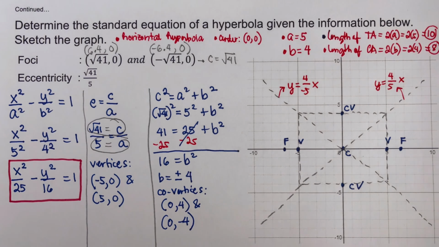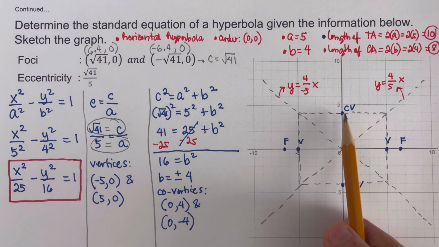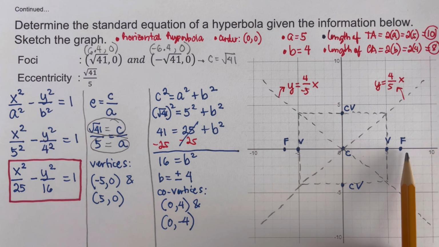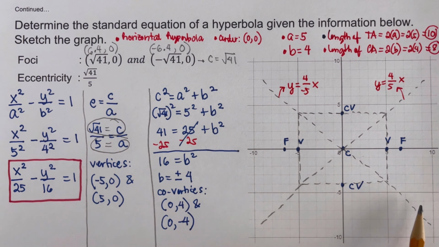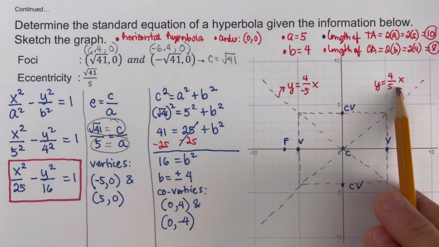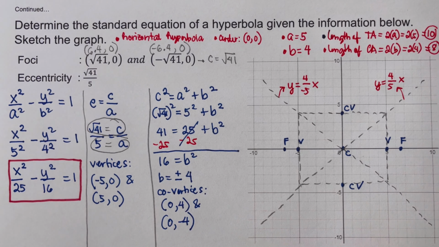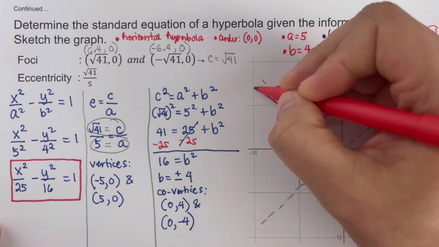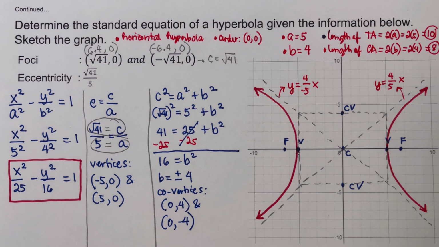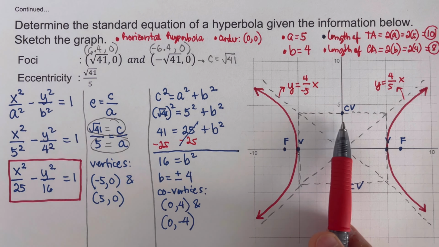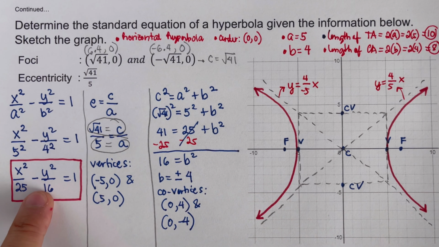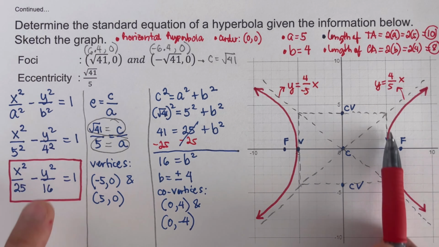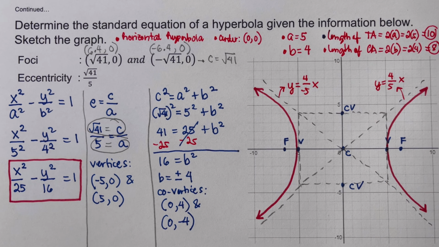Okay, so we've drawn the central rectangle of the hyperbola. Again, the central rectangle should cover the two co-vertices and the two vertices. And we've also drawn the asymptotes, which go from one corner of the rectangle to the other corner, passing through the center. And these are the equations for the two asymptotes. From here, we can sketch the hyperbola. So this is the equation of this problem, and this is the graph of this equation. Did you get the same answers as this?